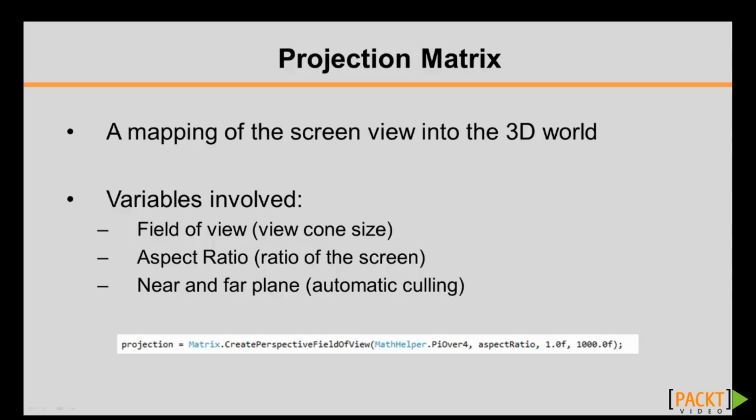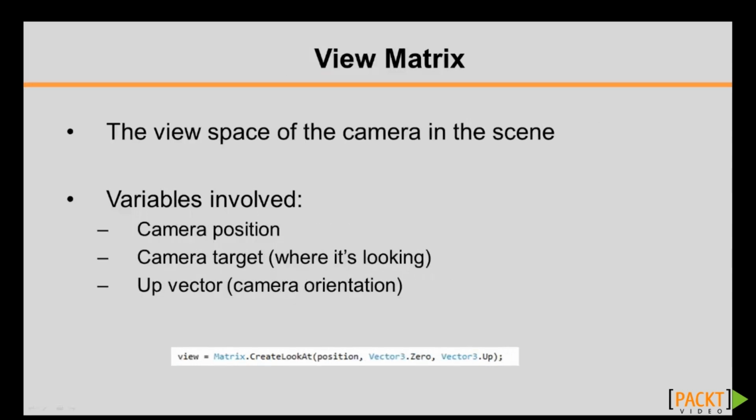The field of view controls the size of our view frustum and is represented by a certain number of degrees, the most popular being 45. The aspect ratio maps directly to the ratio of our screen. It determines the rough scaling of the scene. Lastly, the near and far planes help XNA determine when to not display items in a scene. Anything closer than the near plane or further than the far plane will be culled or not displayed.